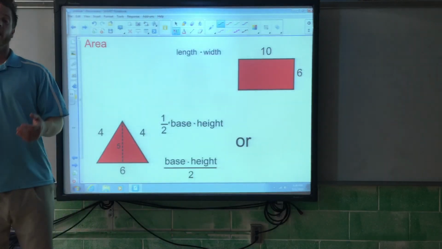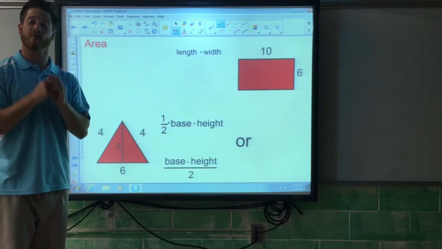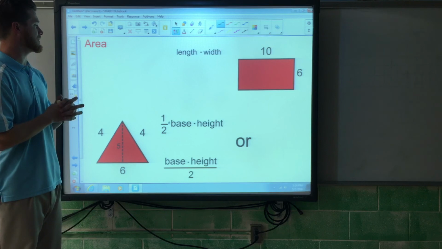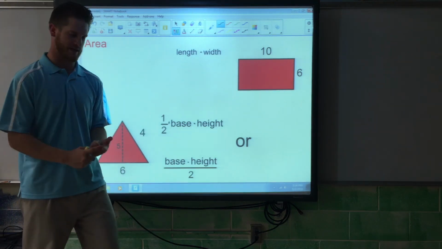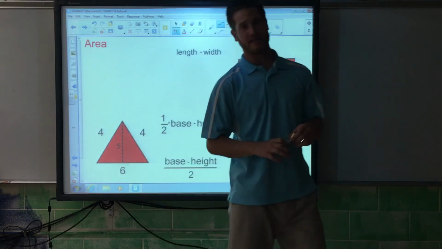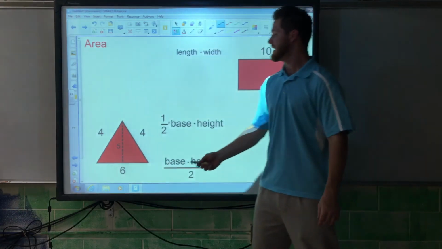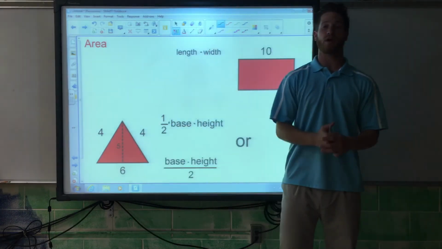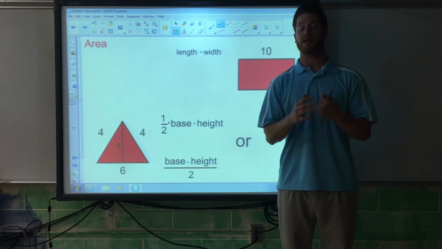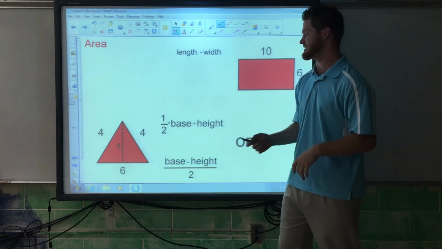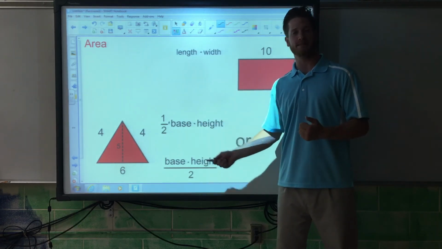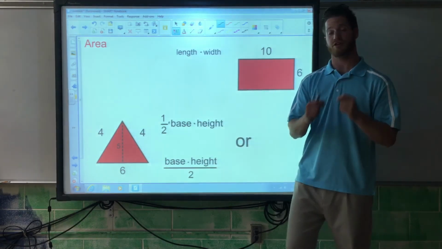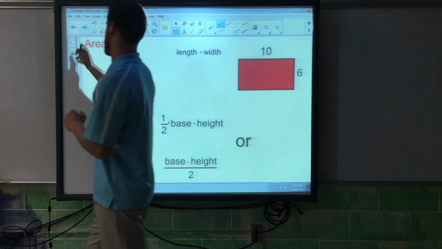Now, when dealing with area, you have to remember certain formulas. So the formula for a rectangle is length times width. Length times width. Pretty straightforward. Now, when dealing with the area of a triangle, there's 2 ways to remember it. They both get you the same answer. You can say 1/2 times base times height, or base times height divided by 2. It's your choice. I promise you it gives you the same answer.